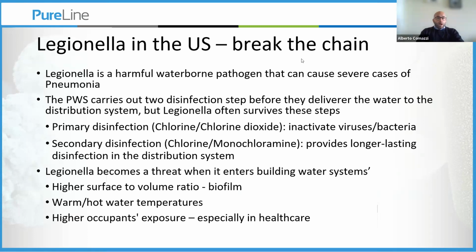So the public water supplies usually carry out two different disinfection steps when they get the water from the reservoir. The first one, called primary disinfection, is usually carried out with either chlorine, so bleach, or chlorine dioxide. And that step is meant to inactivate viruses and bacteria in the water. The second step, called secondary disinfection, is usually done with either chlorine or monochloramine. And that is done in order to provide a residual throughout the municipal distribution system.